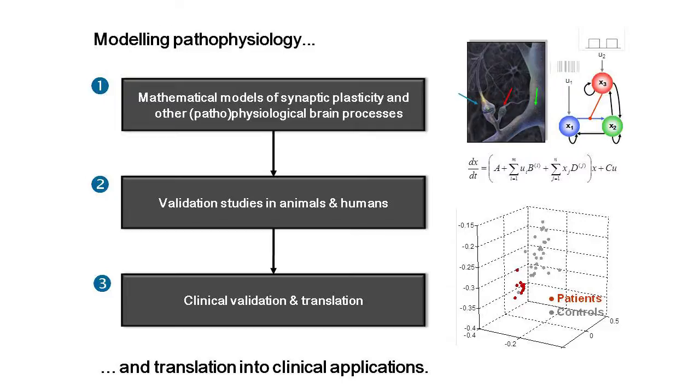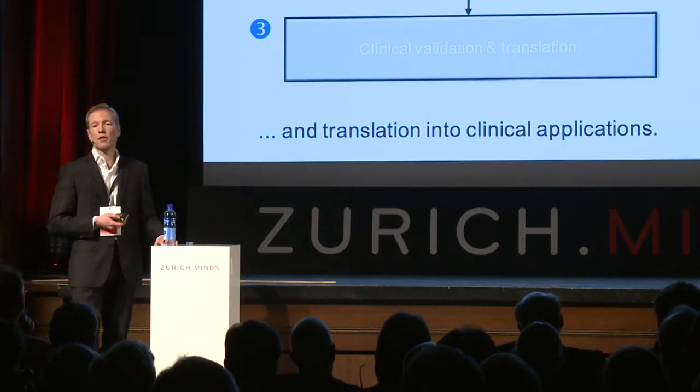So, what I will show you in all brevity is how we develop models, what these models are. I will briefly touch on why it's so important to validate them in animal studies and in human pharmacological studies, and finally, to validate them in the clinical context and translate them to applications. So let's start with the models.